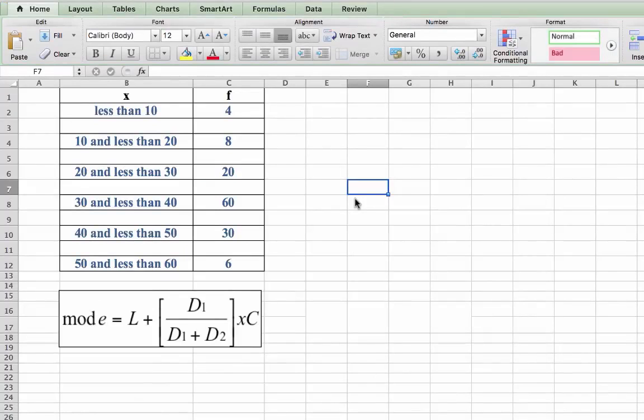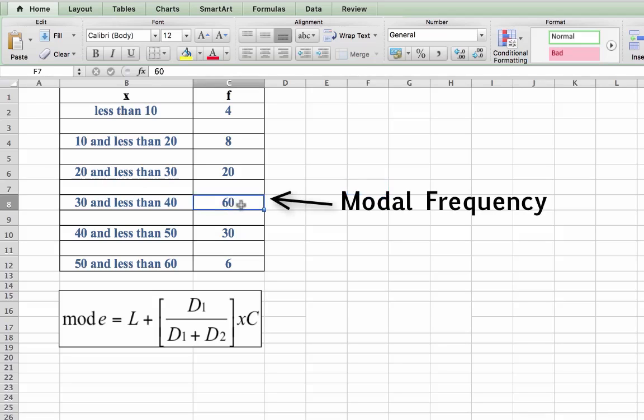The mode is a summary statistic that tells us the most frequently occurring value of X in the data set. But we don't have a data set here. Here we have a grouped frequency distribution. So the most frequently occurring numbers are those between 30 and 40. So we see here 60 is the highest number. Okay, so this is known as our modal frequency. So we need to highlight this.